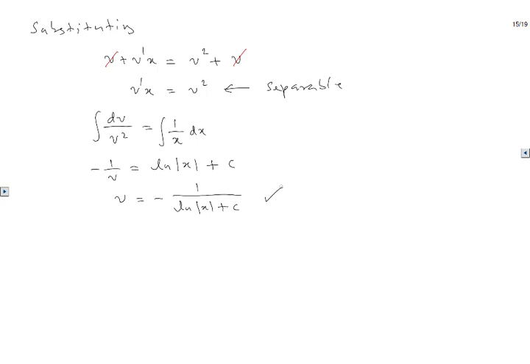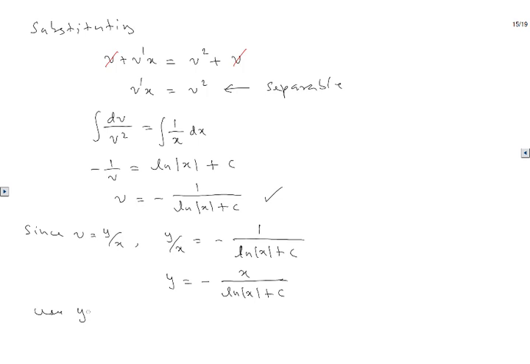Now we can solve for y, so we can use the substitution. Since v equal y over x, we have y over x equal negative 1 over ln x plus c. In other words, if you multiply by x, y equal negative x over ln x plus c. Now we're going to use y of 1 equal 1 to obtain 1 equal negative 1 over ln 1 plus c, but we know that ln 1 equals 0, so this is simply negative 1 over c. To get that equal to 1, c equal negative 1.